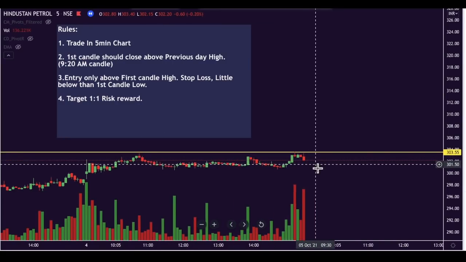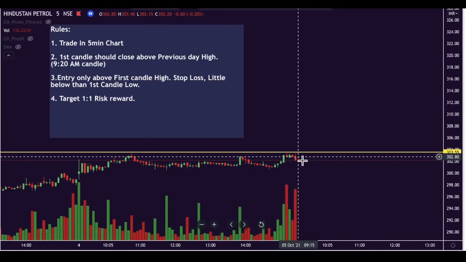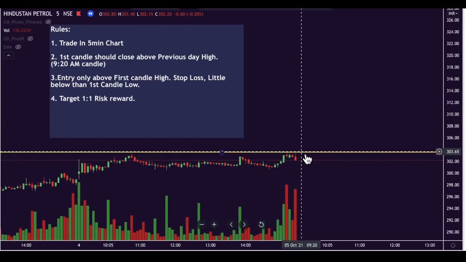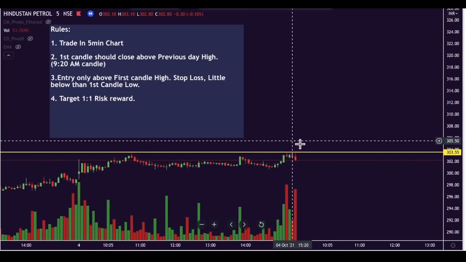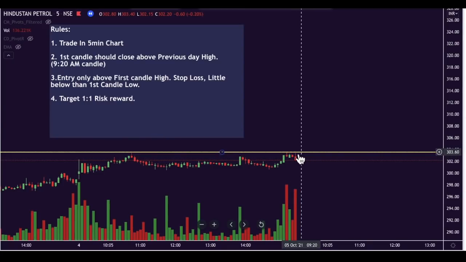So on 5th of October, the market is yet to open. We are waiting for the first candle to cross this level and close above this level. It can close here, but it should close above the previous day high. So let's see what happens.